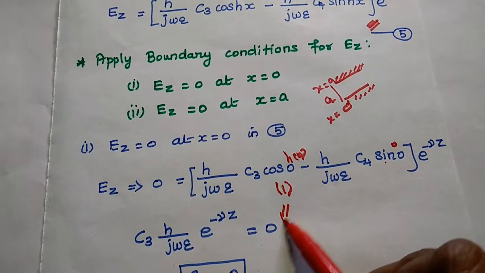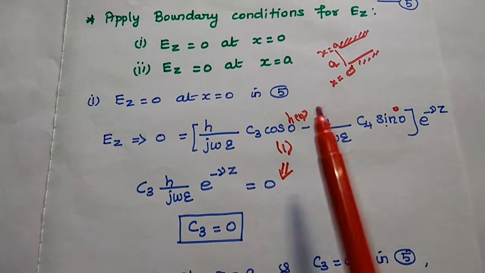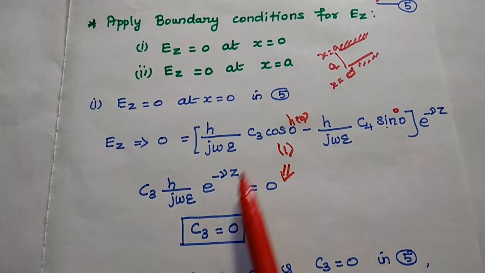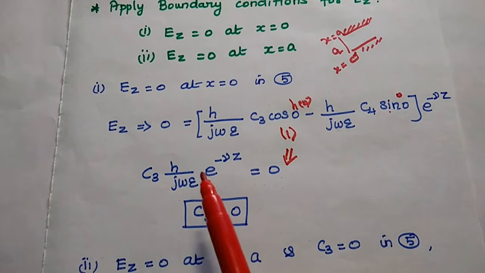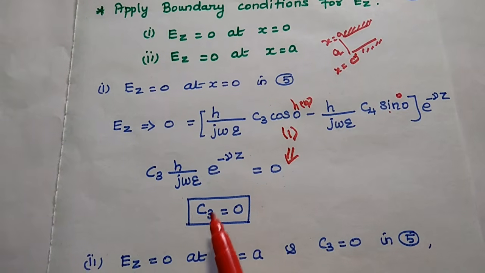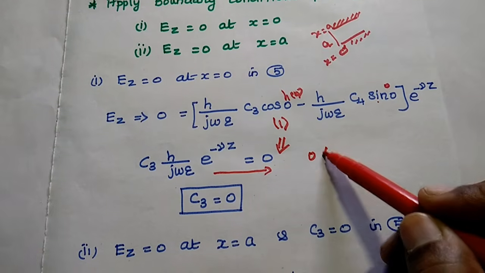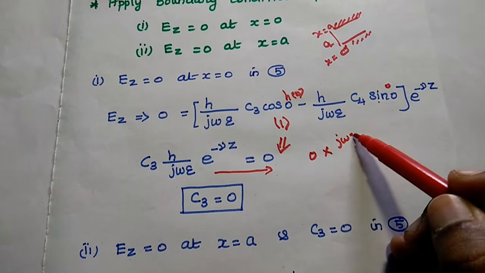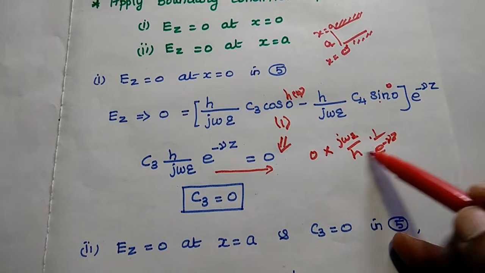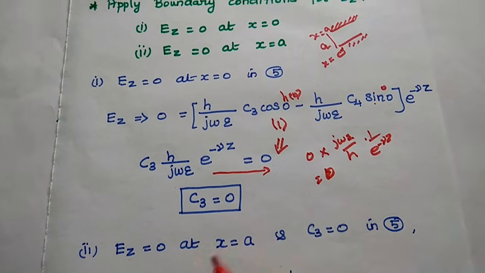Okay. So it can be represented as C3 h by j omega epsilon, e power minus gamma z is common. So we can take this value is equal to 0. So we can move all the terms to this side to find out the C3. So we are going to move this to this side. That means 0 multiplied with j omega epsilon by h into e power minus gamma z. So all the terms become 0. Correct. So C3 is equal to 0.